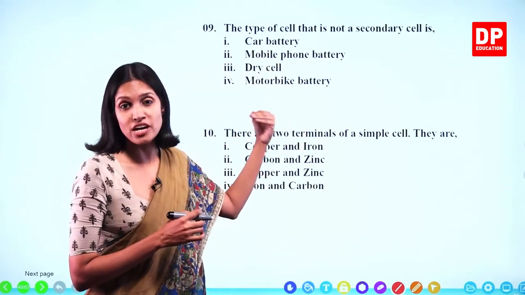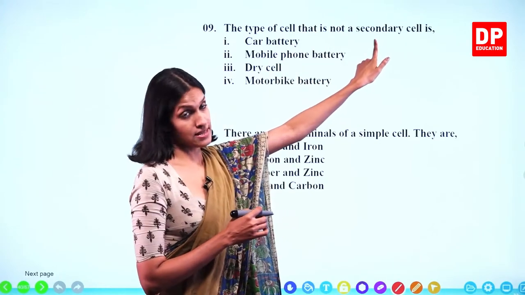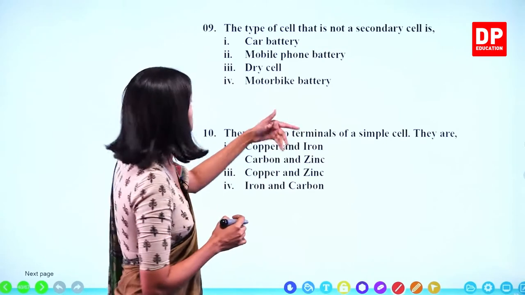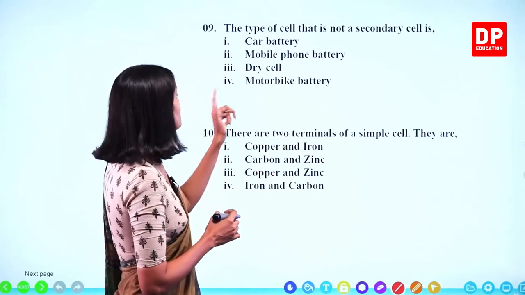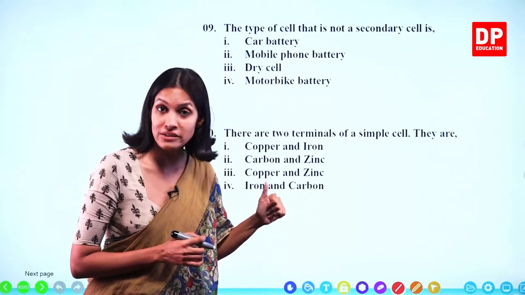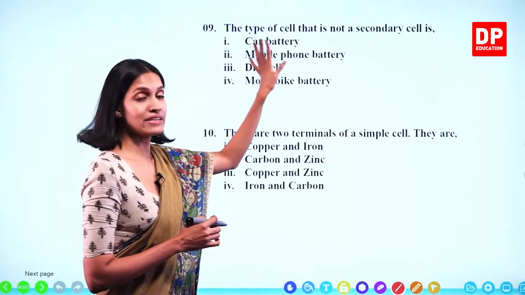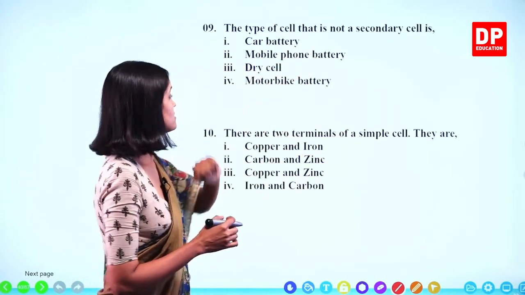Car battery is a type of secondary cell. They ask, that is not a secondary cell. Right? Mobile phone battery can be recharged. Dry cell, can we recharge them? We cannot. Right? Motorbike battery also can be recharged. Therefore, the only cell that cannot be recharged, which means a primary cell, not a secondary cell, is dry cell.